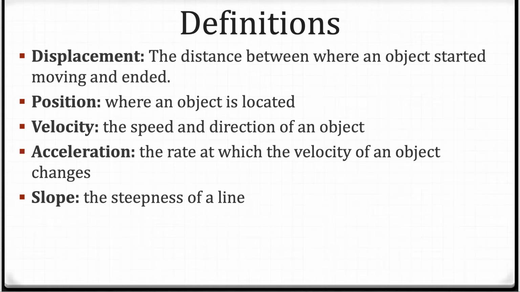Next term is position. Position is simply where this object is located at that point in time. Normally we're thinking linearly, like going straight forwards or straight backwards. So where is the position located in reference to a starting line or spot 0. Velocity is the speed, or how fast an object's going, as well as the direction the object is going, whether it's going forwards, backwards, left, right, east, west, north, south, that kind of thing.